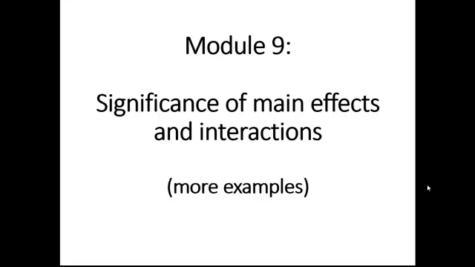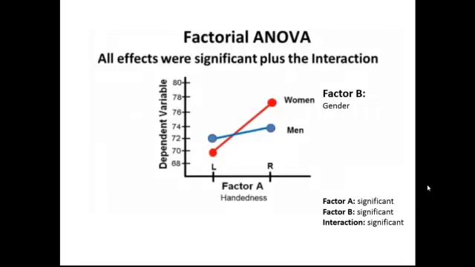This mini lecture for Module 9 is going over the significance of main effects in interactions. Here's an example of a factorial ANOVA where we have factor A, which is related to handedness, and factor B, which is related to gender. And here we have men and women. And we have a dependent variable, which here is lifespan.